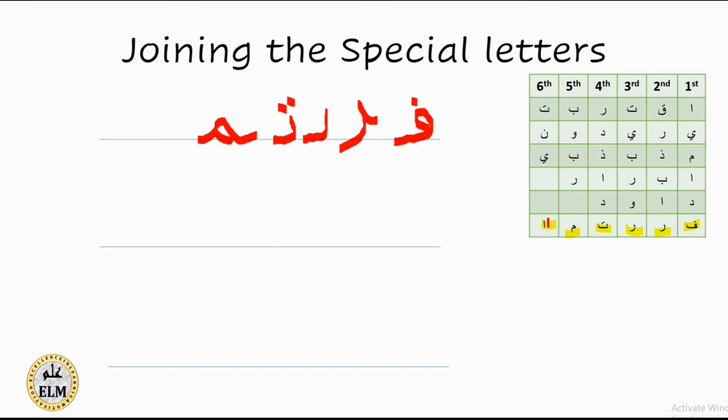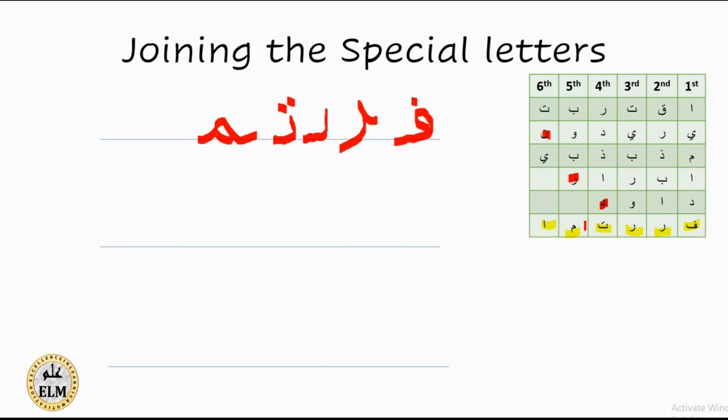Now the last letter is alif, so we copy the end form of alif. Let's see how alif looks like at the end. If you remember, in these three words, we just copied the last letter. We did not use the joining up sheet because the second last letter is a special letter in each of them. So we did not need to look at the joining up sheet, because we just need to copy this, because it will not join with the second last letter because of it being a special letter.